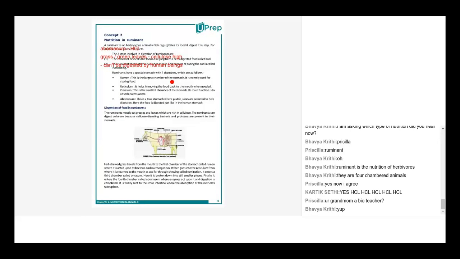The ruminants can digest cellulose because cellulose-digesting bacteria and protozoa are present in their stomach. Just like our stomach also has a lot of good bacteria, gut-friendly bacteria. What is the meaning of gut-friendly bacteria?